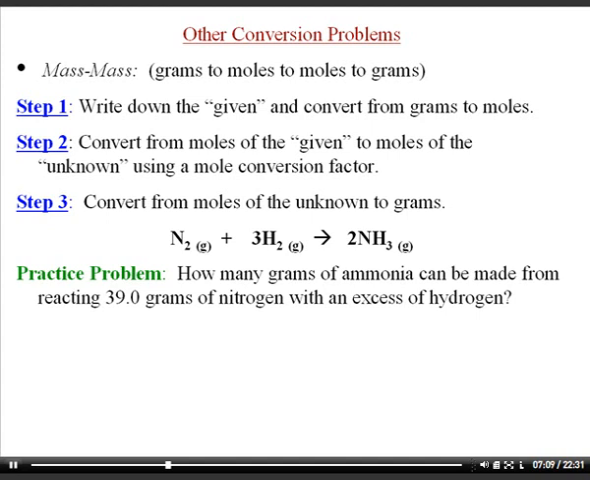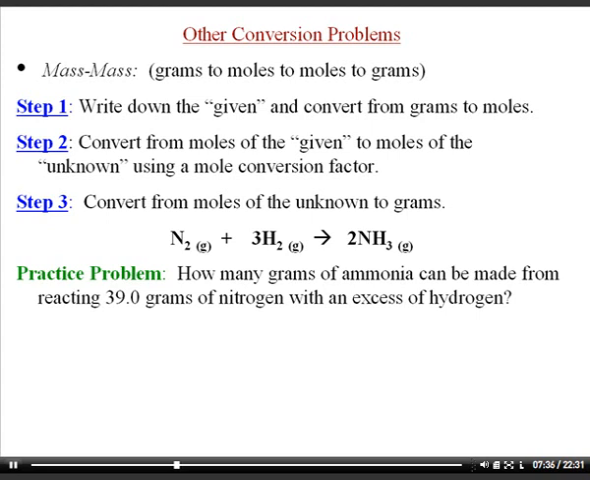We're going to start with a mass unit of one substance, and we're going to convert that to the mass of another substance. So for example, let's say you're cooking a cake. You want to know how many grams of eggs would turn into a certain grams of cake. So you would convert grams of eggs to grams of cake. That's just a common everyday example, using a grams to grams conversion factor.